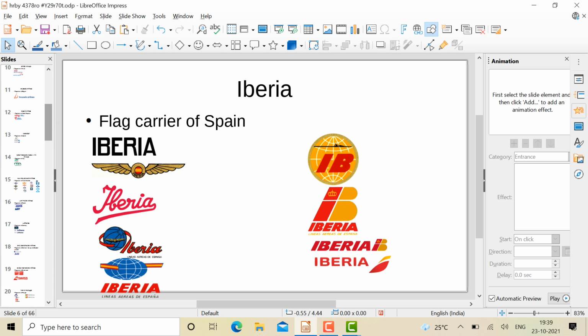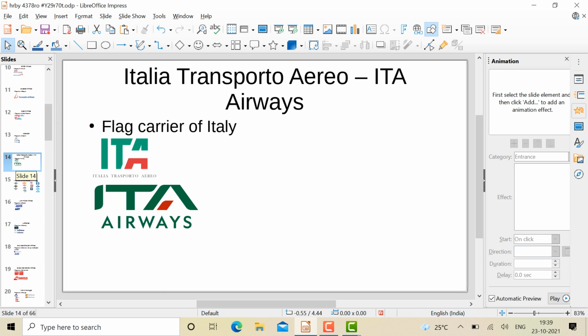Okay, our next airline is Italia Transporto Aereo, or ITA Airways. This is the airline that replaced Alitalia in 2021. Now, if you're thinking the logo hasn't changed yet, that's wrong, because ITA Airways has also changed one time.